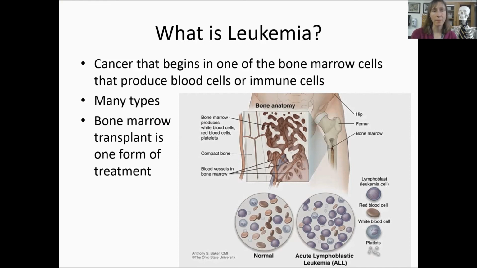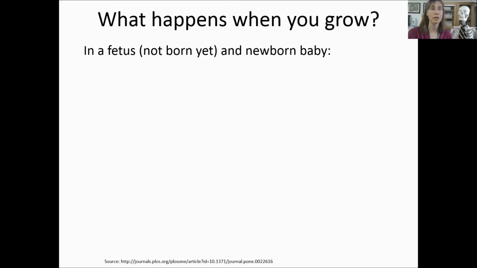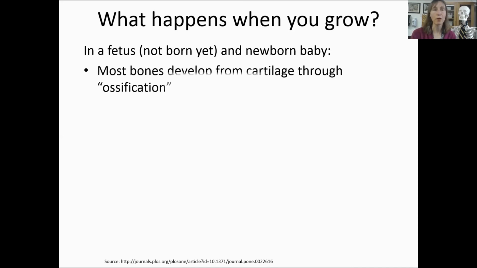And one way that people with leukemia are treated is a bone marrow transplant, where they actually take bone marrow out of a healthy donor, and it has to be somebody with a lot of matching, just like a blood donation. And they insert that bone marrow into the person with leukemia. So interesting. Interesting also what happens when you grow. So I'm going to show you some things about a fetus, so a baby that's not born yet, that's still growing in the mom, and a newborn baby, okay?